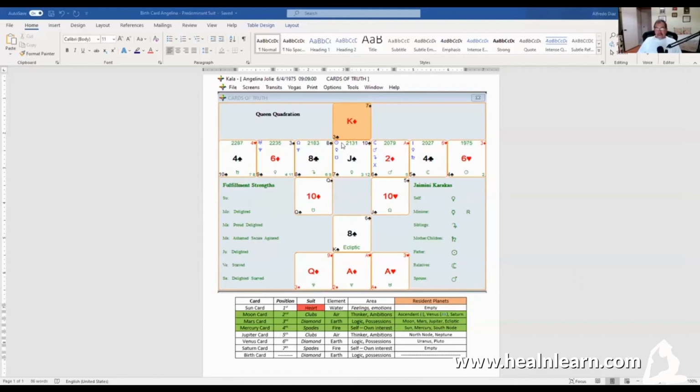Then the Mercury card has 3 important planets. It is spades, and is related with fire, and it touches the area of self and own interest, her self-development, her self-sufficient abilities and skills. And she had the art, the song, which is fundamental. It is the one that is giving life to everyone. She has Mercury and the South Node.